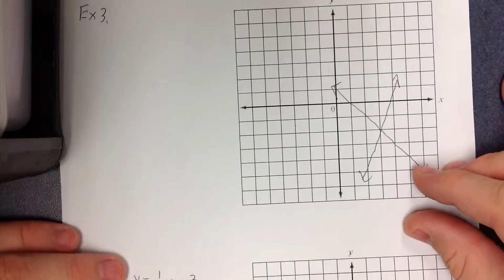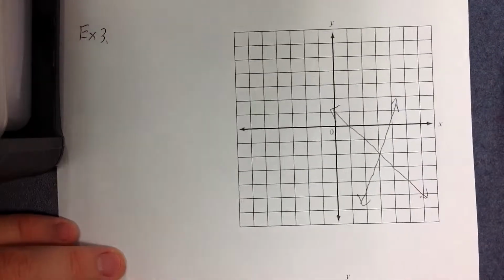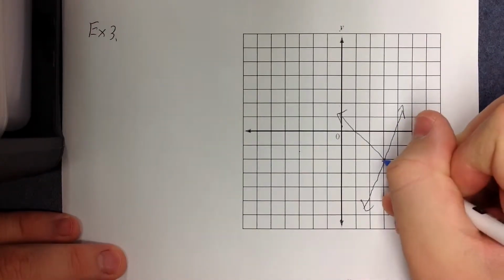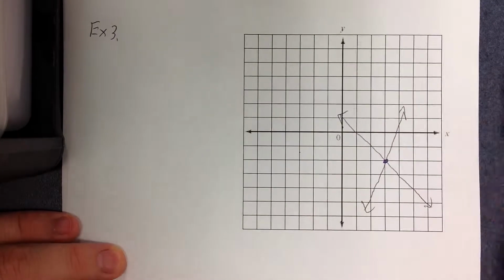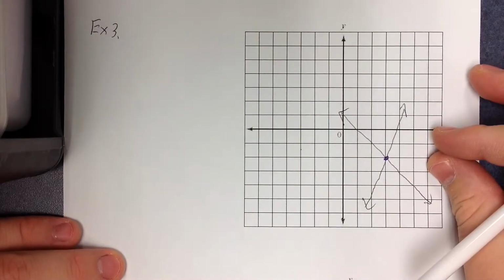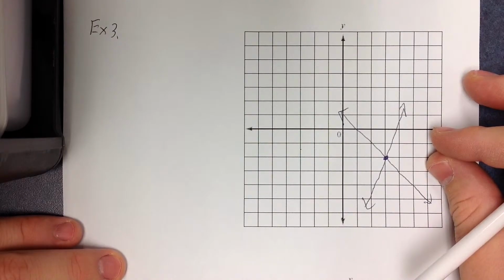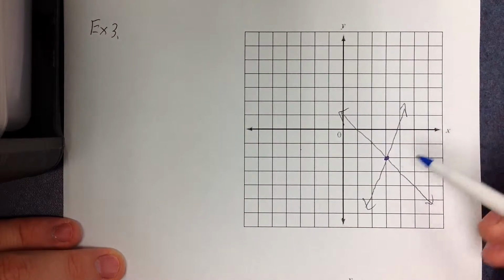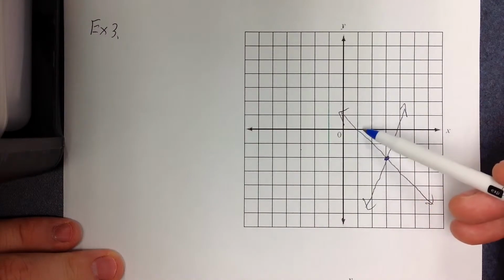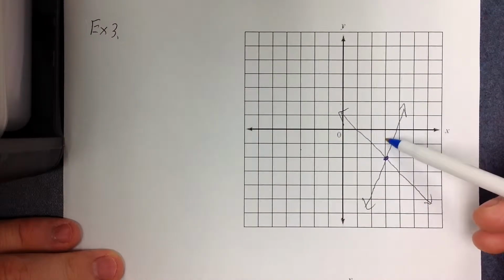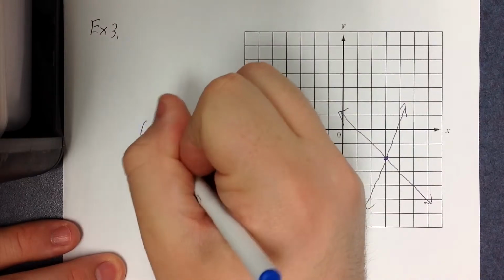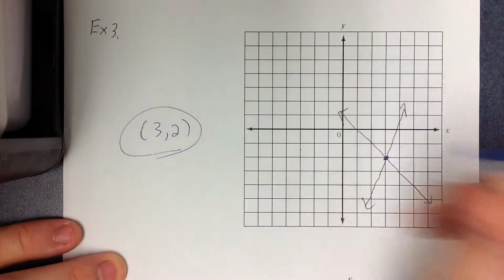Okay, let's try number 3. Now number 3, it appears they cross at about that point. And again, it's an approximation because when you graph two lines, sometimes your lines may be a little off. So if I start at 0, that means I go over 1, 2, 3, down 2. So my ordered pair would be 3, negative 2.